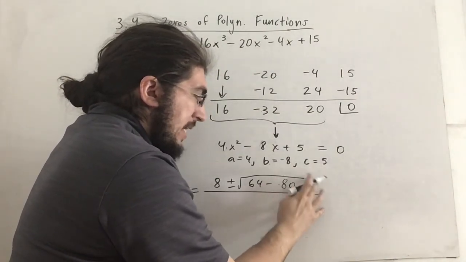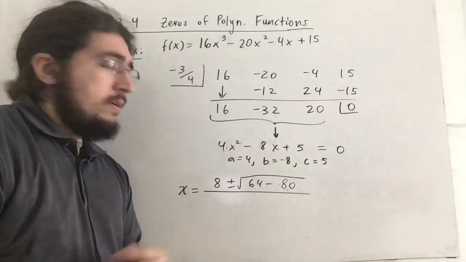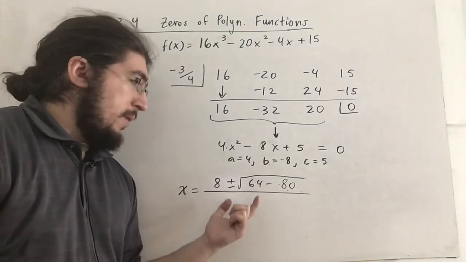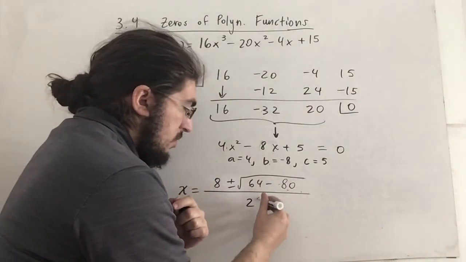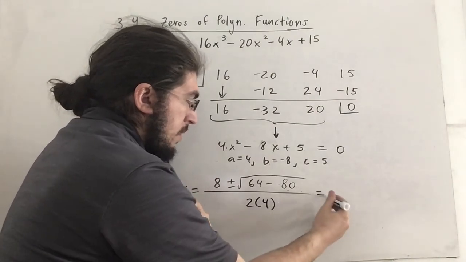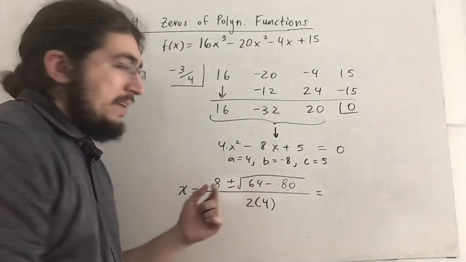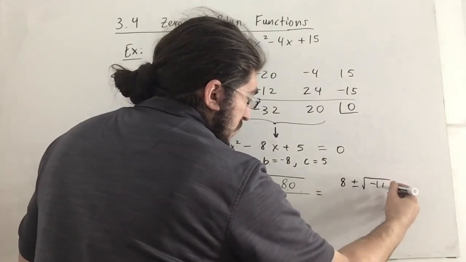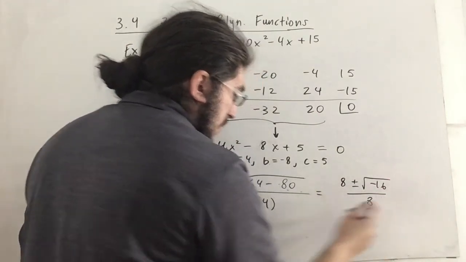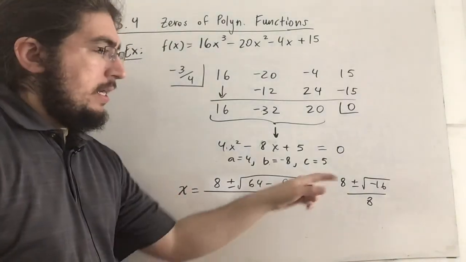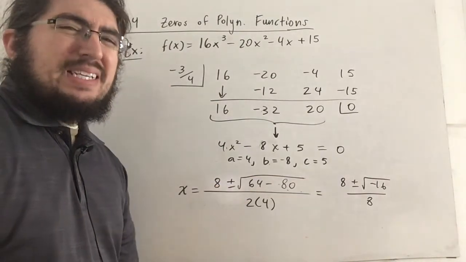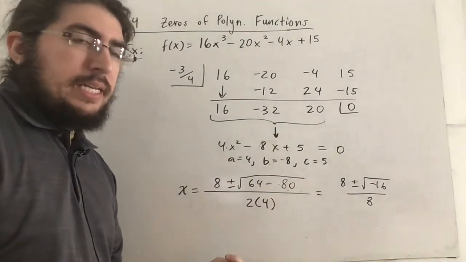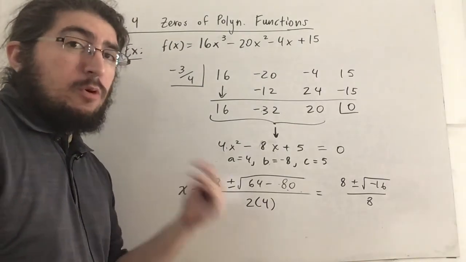And yeah, we indeed get a negative, so it is a non-real number. Well, two non-real numbers because of the plus or minus. And of course, it's all over 2a. So 64 minus 80 is negative 16. The square root of 16 is 4. 4 times 2 on the bottom is 8. The square root of 16 is 4, but since it's negative 16, the square root of negative 16 is 4i.